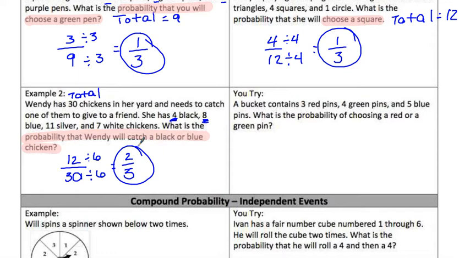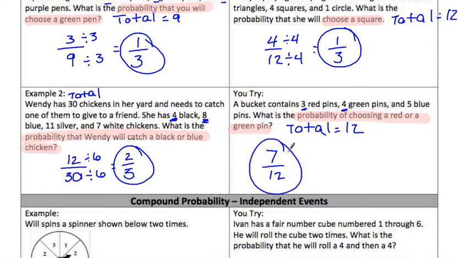So for this problem, a bucket contains 3 red, 4 green, 5 blue. What's the probability of choosing a red or a green? I need to know the total, which they don't tell me, so I need to add them together. 3 plus 4 plus 5 gives you 12. When you have red or green, I don't care what color they are, so I can add them together. There's 3 red and 4 green, so there's 7 total. And I can't simplify that one, so it should just be 7/12.